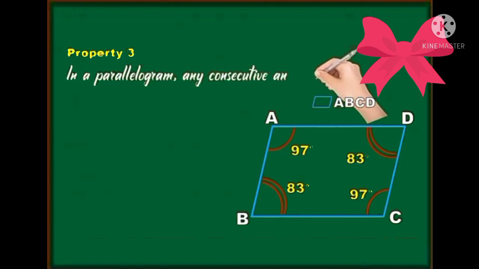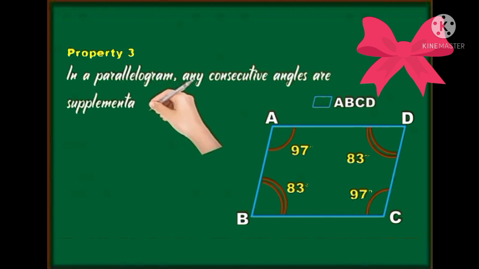Number 3. In a parallelogram, any consecutive angles are supplementary. Consecutive means the angles are next to each other. Angle A and angle D are consecutive angles. Angle D and angle C are consecutive. Angle C and angle B are also consecutive. Angle B and angle A are consecutive angles.